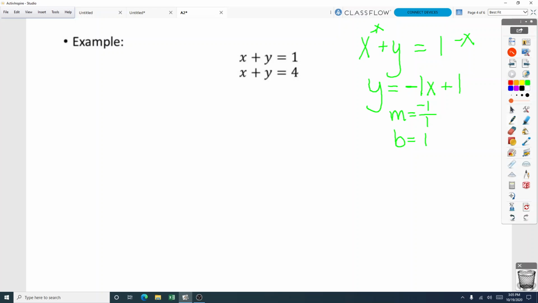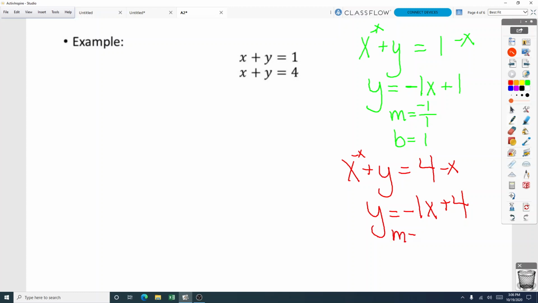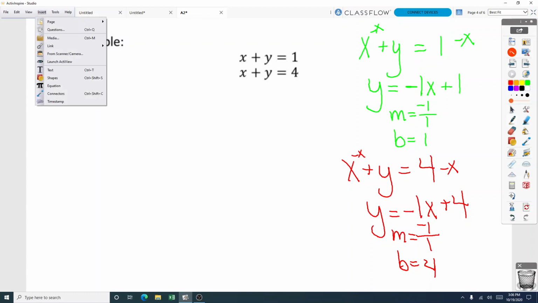Let's look at my second line. I have x plus y equals 4. Cole, is it in slope-intercept form? No. What do I need to do? Subtract the x. So now I have y equals negative 1x plus 4. Aliana, on this equation, what's my slope? Negative 1. How do I write it as a fraction? Negative 1 over 1. Good. And Pfeiffer, what's my y-intercept? 4. Good. So now I have 2 lines that I can graph again.